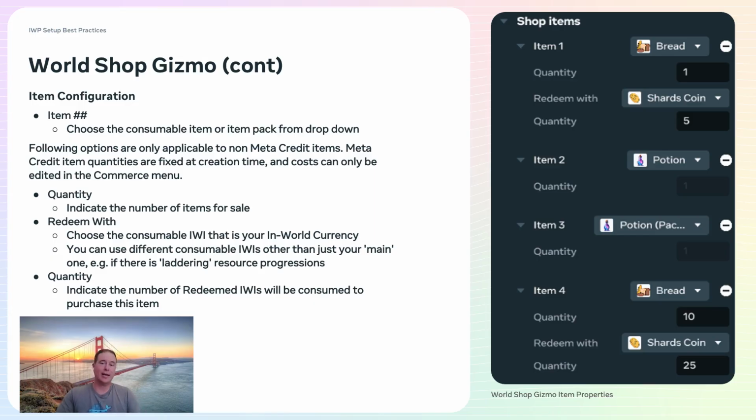So you can see here, this bread item is not available for meta credits, but you can buy one of them for 5 shards coins. This potion is for sale with meta credits, so you can't adjust this. This potion pack is also available with meta credits, so you can't adjust that. This bread item, you can get 10 of them for 25 shards coins.